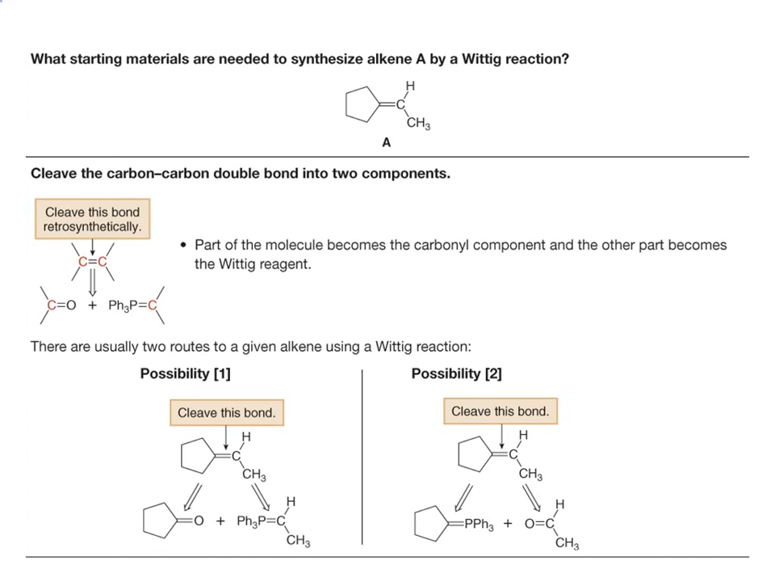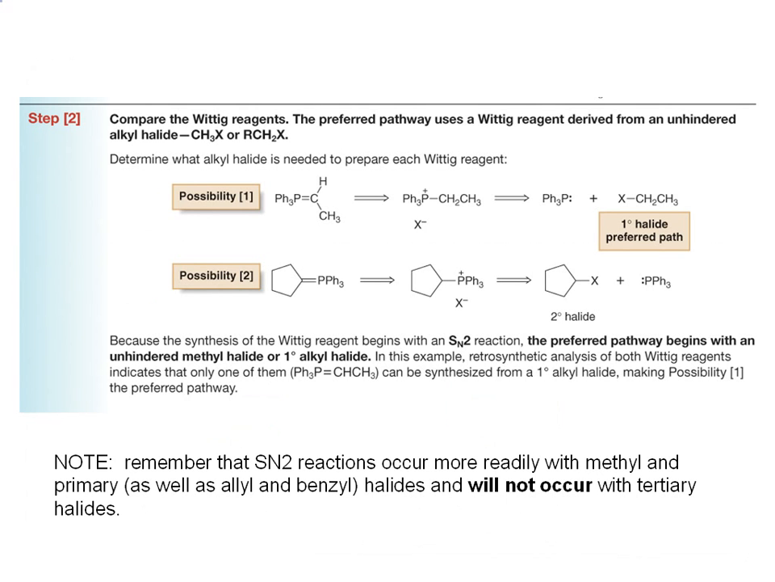In possibility one, we use the ring carbon, the cyclopentyl carbon double bond, as the carbonyl, and we use the ethyl carbon on the right side as the one attached to phosphorus, and that's perfectly acceptable retrosynthesis. Possibility two, just the opposite. Again, that's acceptable. Which is preferred in our synthesis if we're going to make compound A?